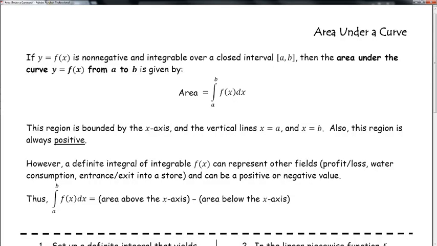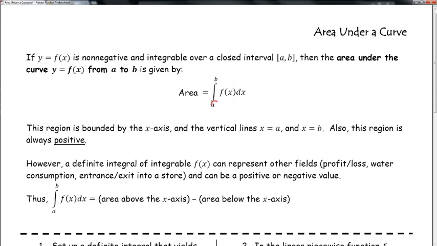Alright, we're going to talk about area under a curve. If y is equal to f of x is non-negative and integrable over a closed interval from a to b, then the area of the curve from a to b is given by, and you've seen this before, this is when I talked about the area.